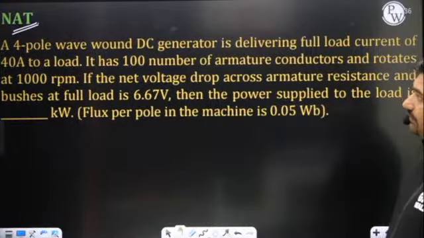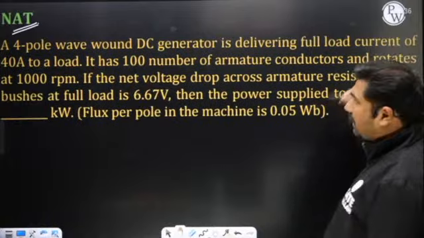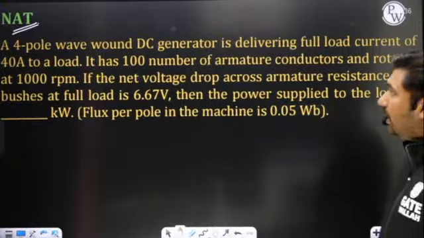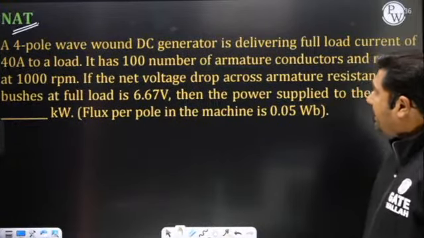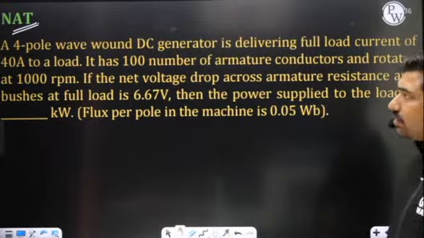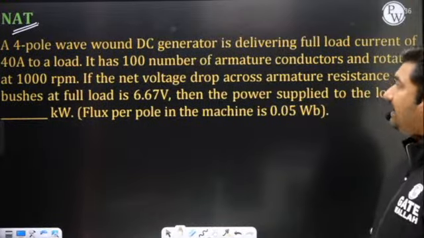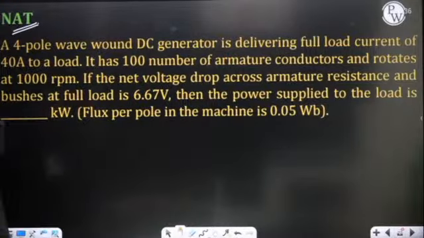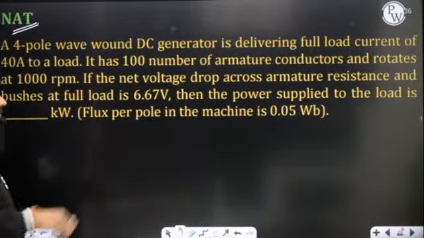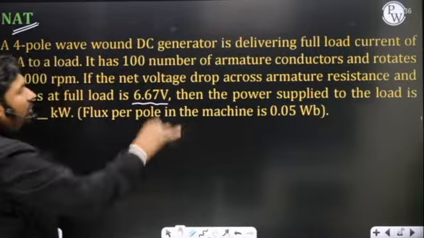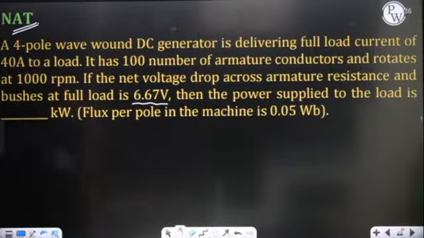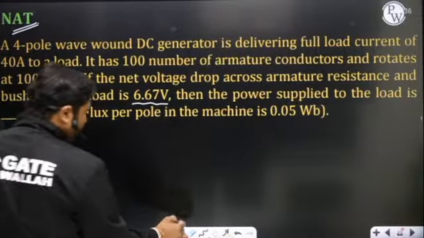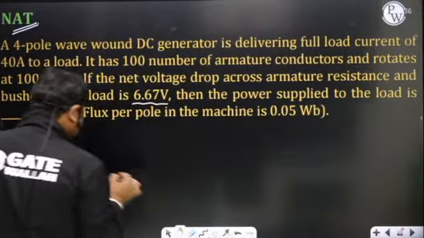Let me read first. A 4-pole wave-wound DC generator is delivering a full load current of 40 ampere to a load. It has 100 armature conductors and rotates at 1000 RPM. The net voltage drop across the armature resistance and brushes at full load is 0.67 volts. The power supplied to the load is dash kilowatt. Sir, very easy. Yes, very easy.